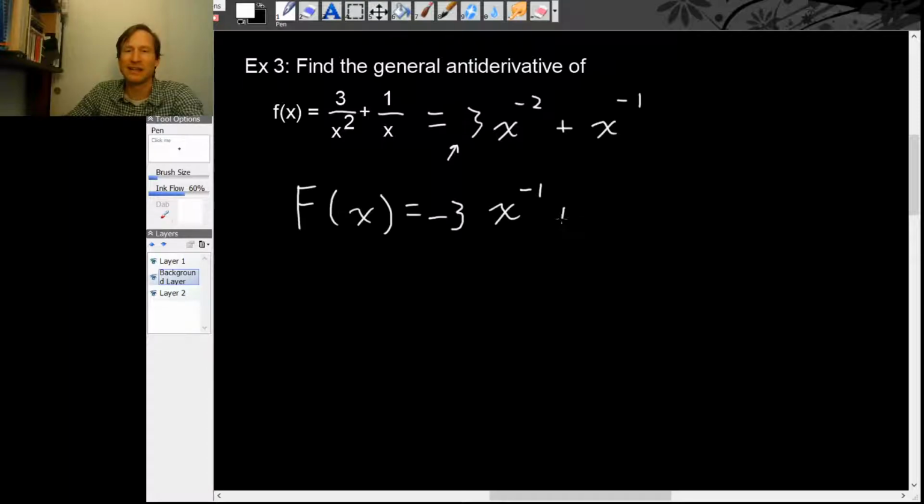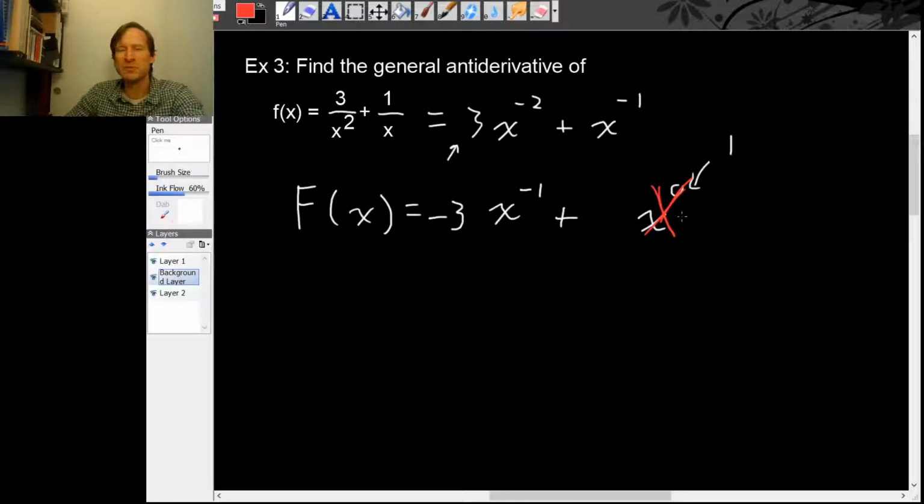Now let's look at the second part of this sum. It seems like we can just go through the same exercise. Since a derivative decreases the power on x by 1, shouldn't an antiderivative increase the power on x by 1? But x to the 0 is really 1. And if you take a derivative of 1, you don't get x to the minus first, you get 0. So this guess can't be right.